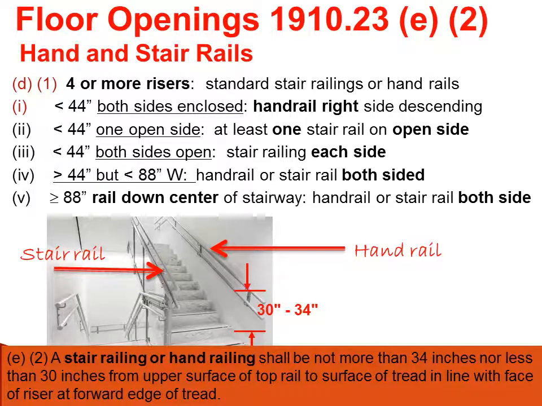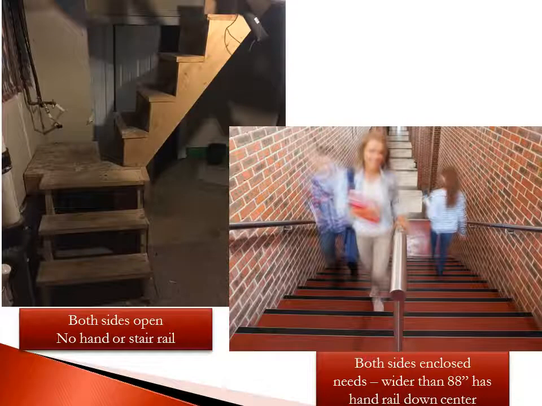This is actually a great example where you see the double handrail and stair rail. Although it is visually pleasing, it also allows children to use it as well as adults, shorter people and taller people, so it accommodates everybody. Examples of a great violation: no stair rails on the stairs that are open on both sides, as well as a compliance with the rules where you have a set of stairs that's greater than 88 inches wide and there's a handrail right down the center.